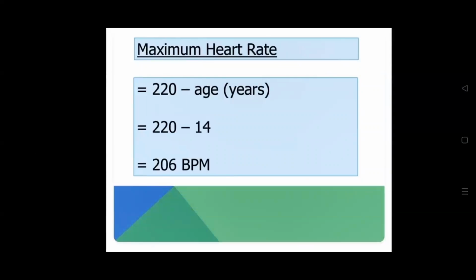Maximum heart rate is 220 minus age in years. For example, 220 minus 40 equals 180 beats per minute.